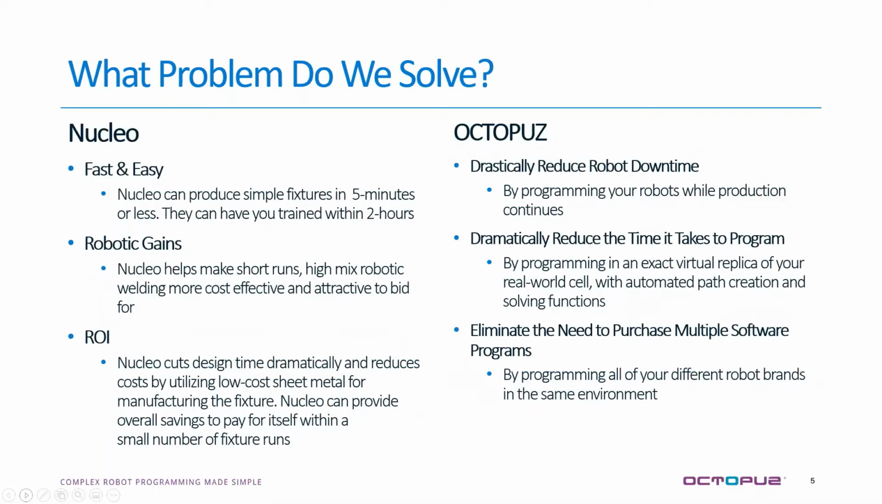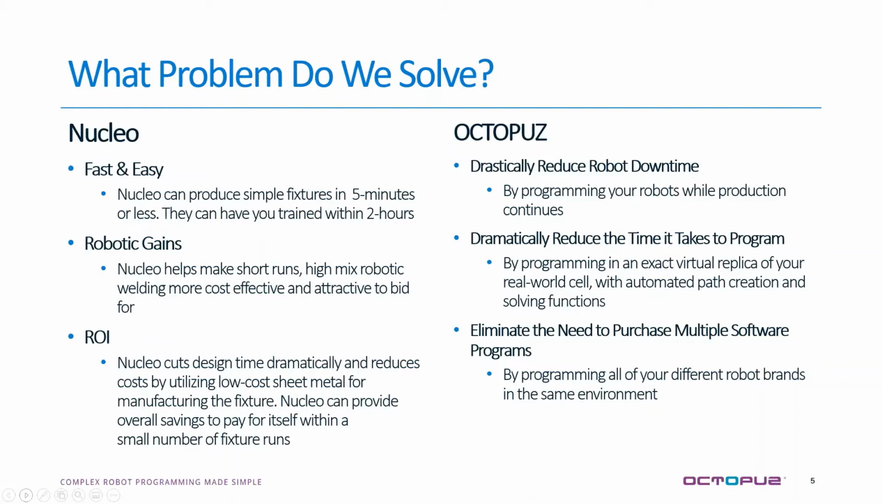So what problems do both Nucleo and OCTOPUZ solve? Well, regarding Nucleo, Nucleo is very fast, it's very easy to use. With the Nucleo software, you can produce a simple fixture really quick, and in some cases, 5 minutes or less. Software is very easy to learn. Typical training is 2 hours or less. When it comes to robotic welding, this is where you can really see an advantage using the Nucleo style fixtures over traditional style fixtures.